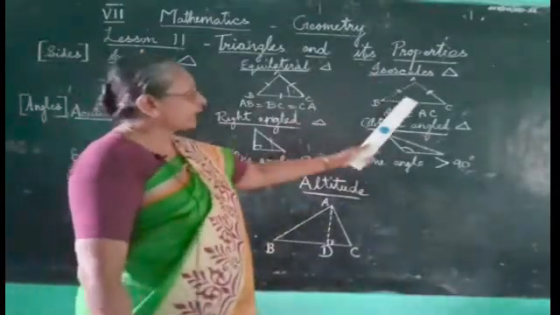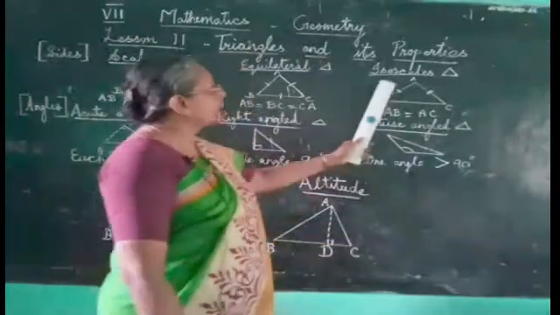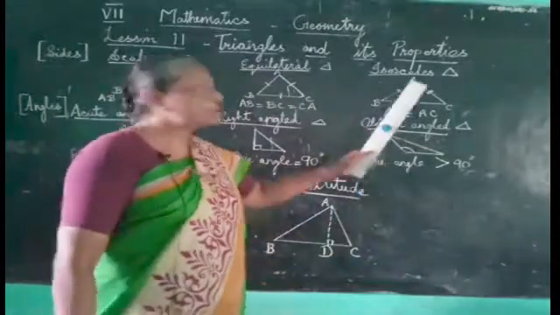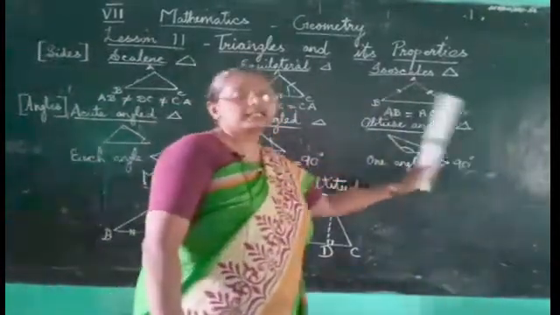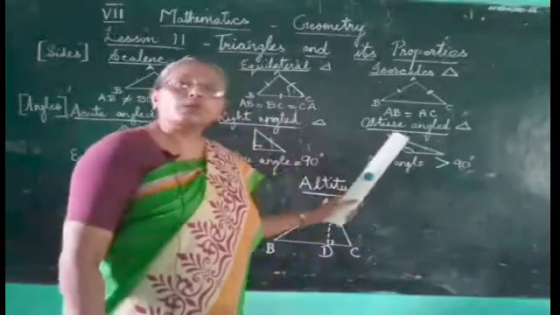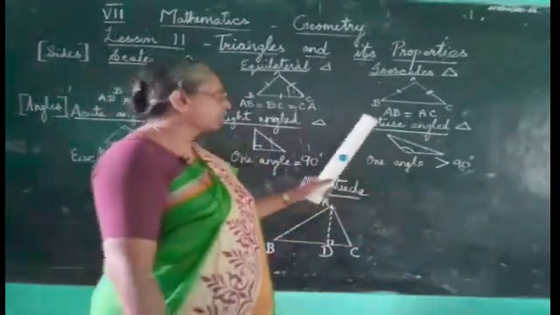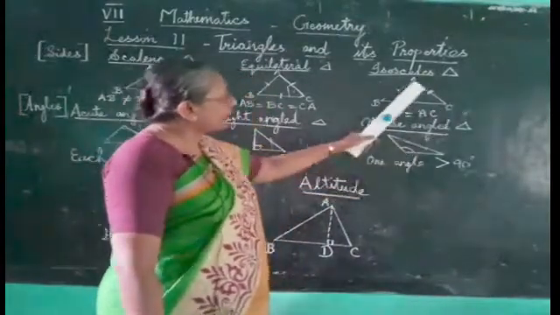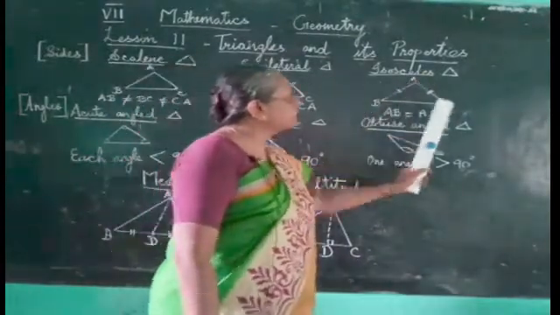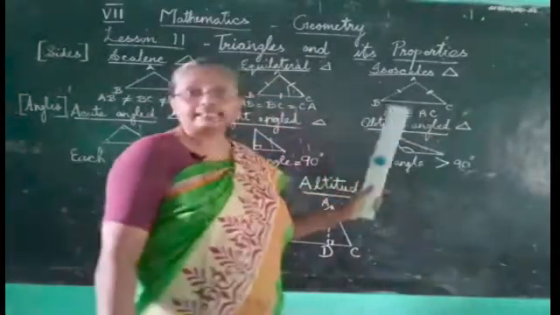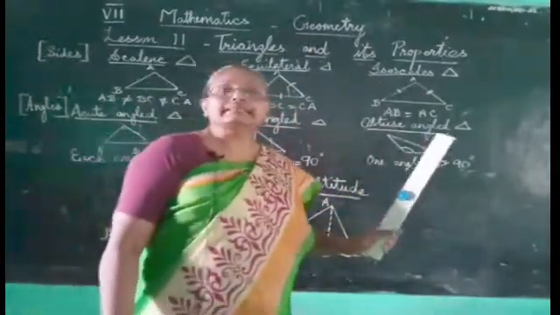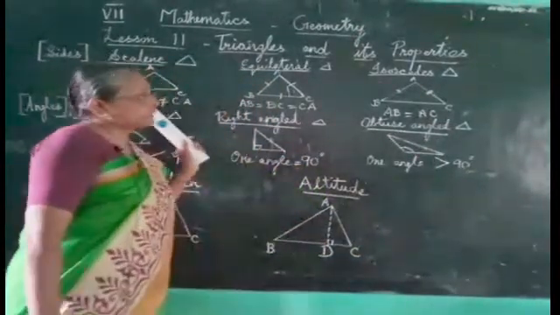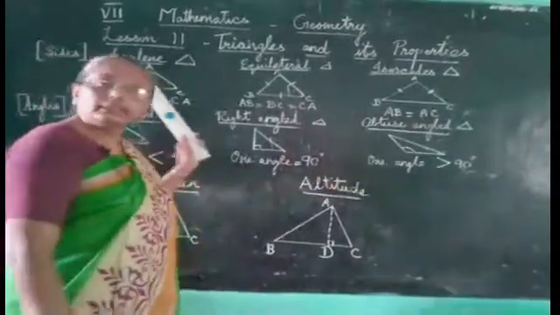Now the third type of triangle based on the sides is called an isosceles triangle. What is an isosceles triangle? If 2 sides of the triangle are equal, then it is called an isosceles triangle. Suppose I take the triangle ABC in such a way that AB is equal to AC. The lengths of AB and AC are equal, then it is an isosceles triangle. So these are the types of triangle based on sides.